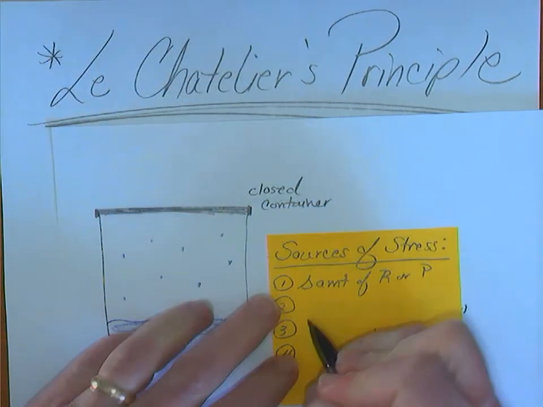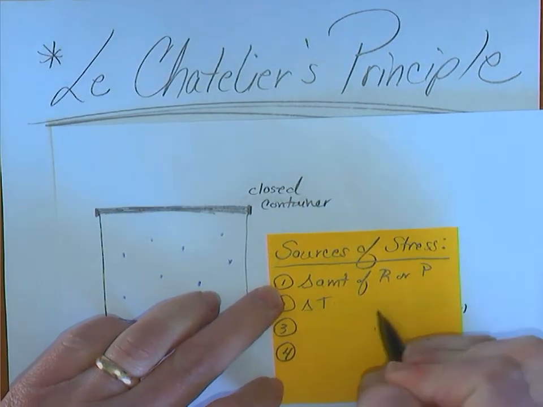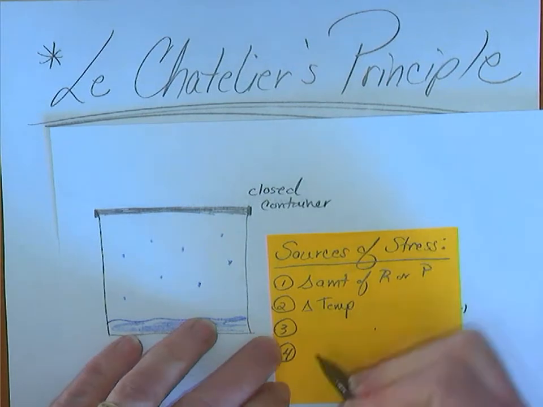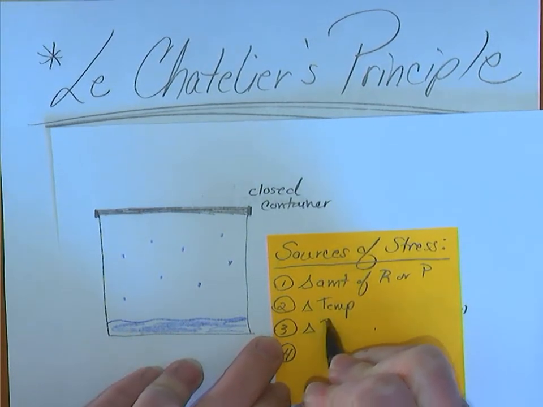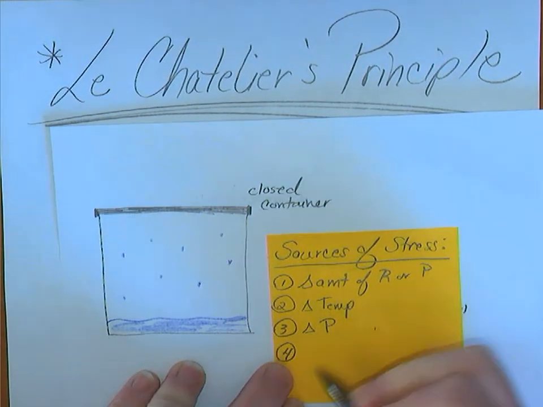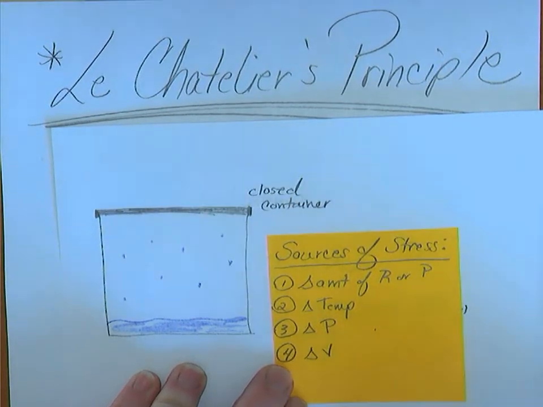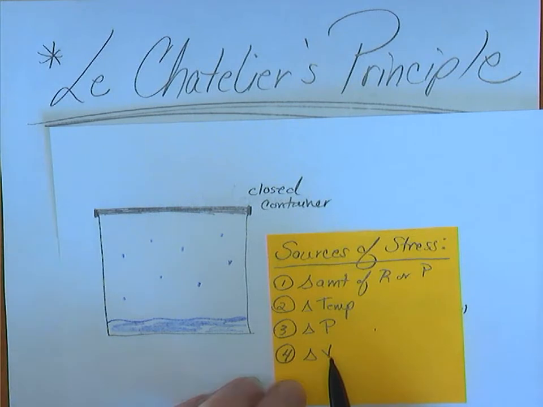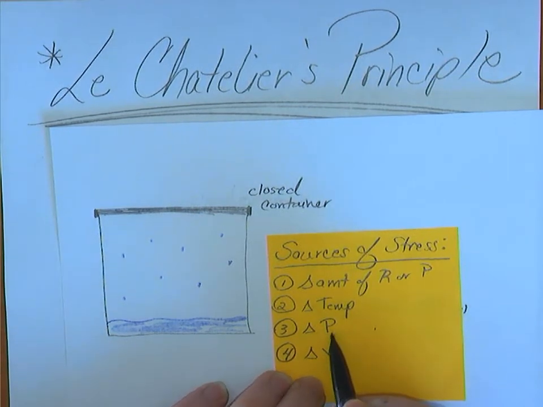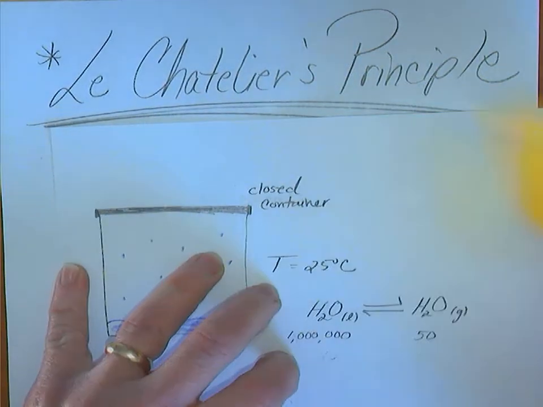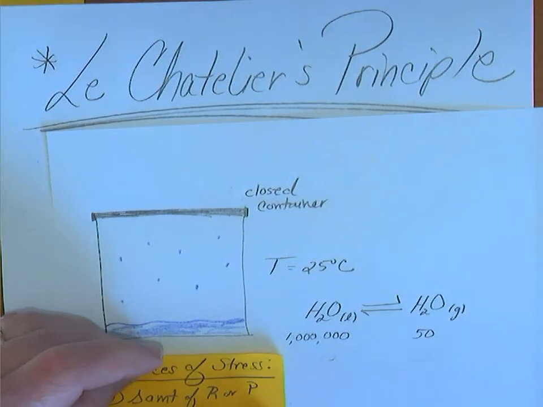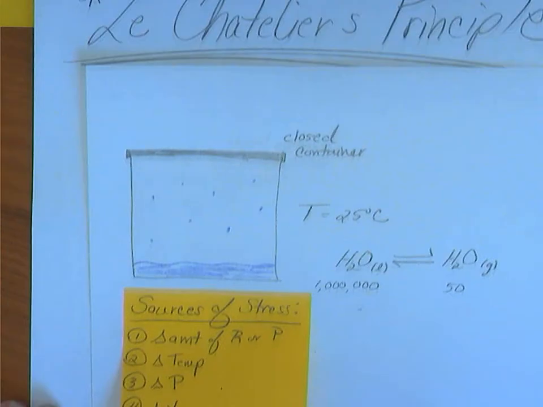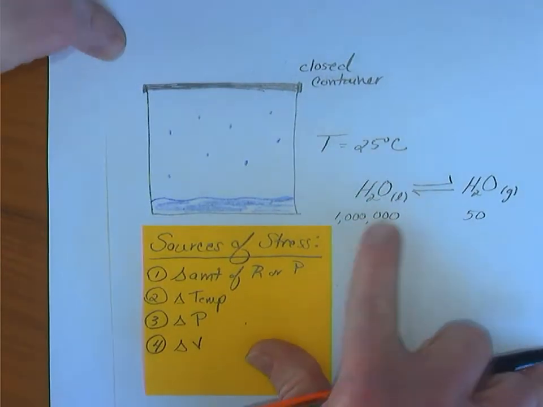We could also change temperature. We could also change pressure. We could also change volume. Now, changing the volume of the container actually is going to have the consequence of changing pressure. So actually these go hand in hand. So if we keep these in mind, let's go ahead and focus on this system at equilibrium.